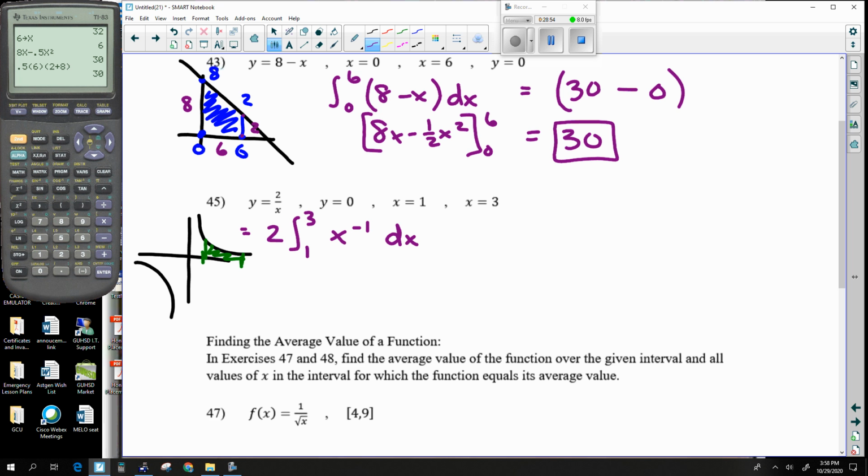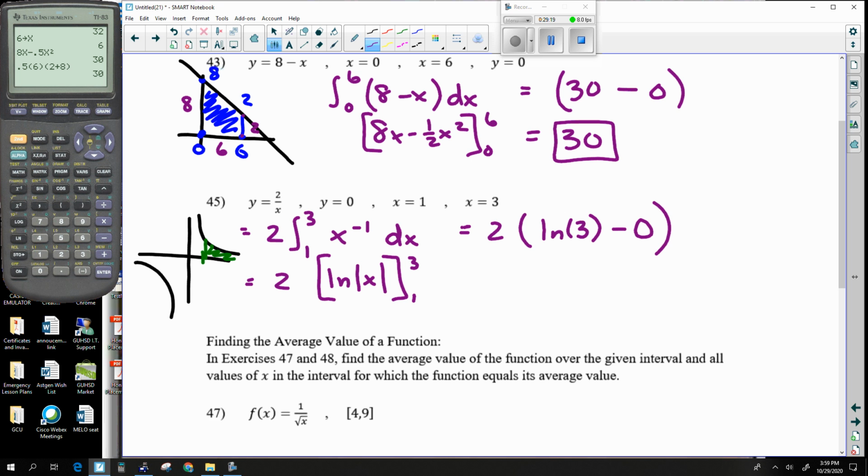This is going to be an ln, by the way. It's right below here. So this is 2 ln of x, from 1 to 3. So that's 2 ln of 3 minus ln of 1, which is 0. So this is 2 ln of 3.